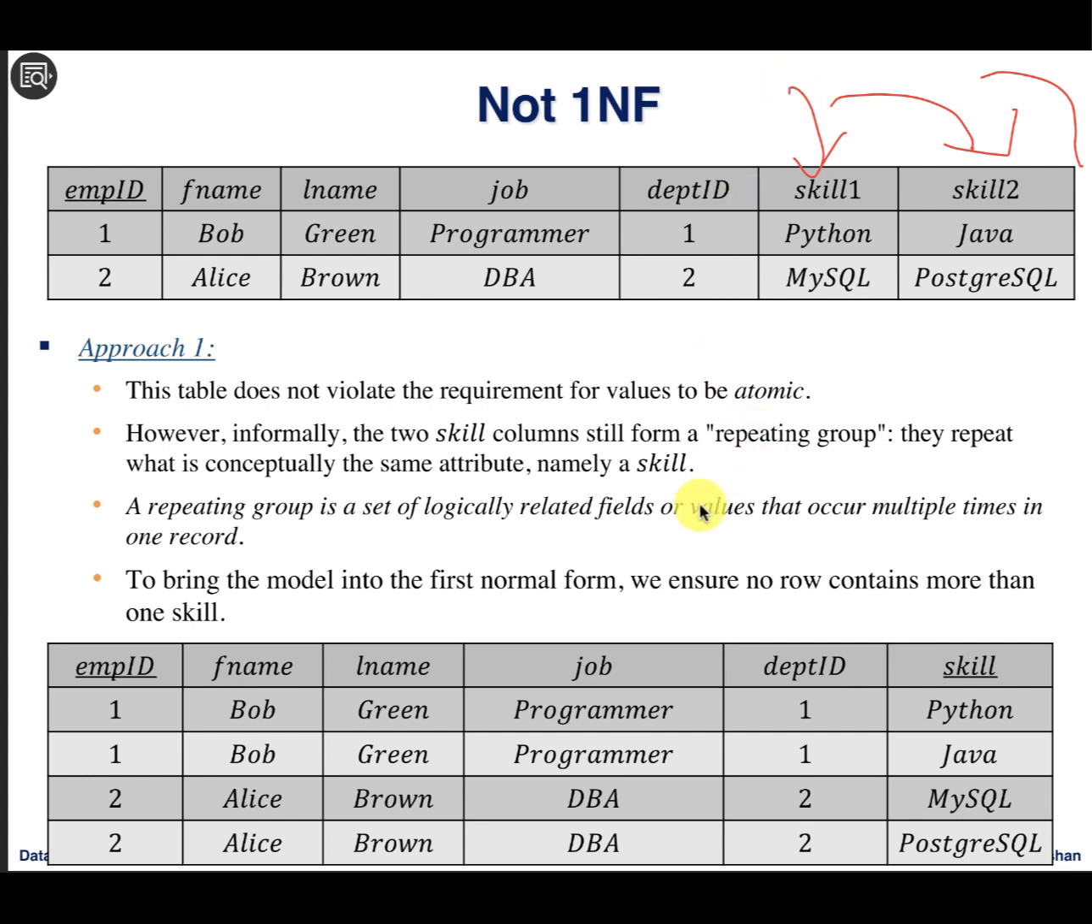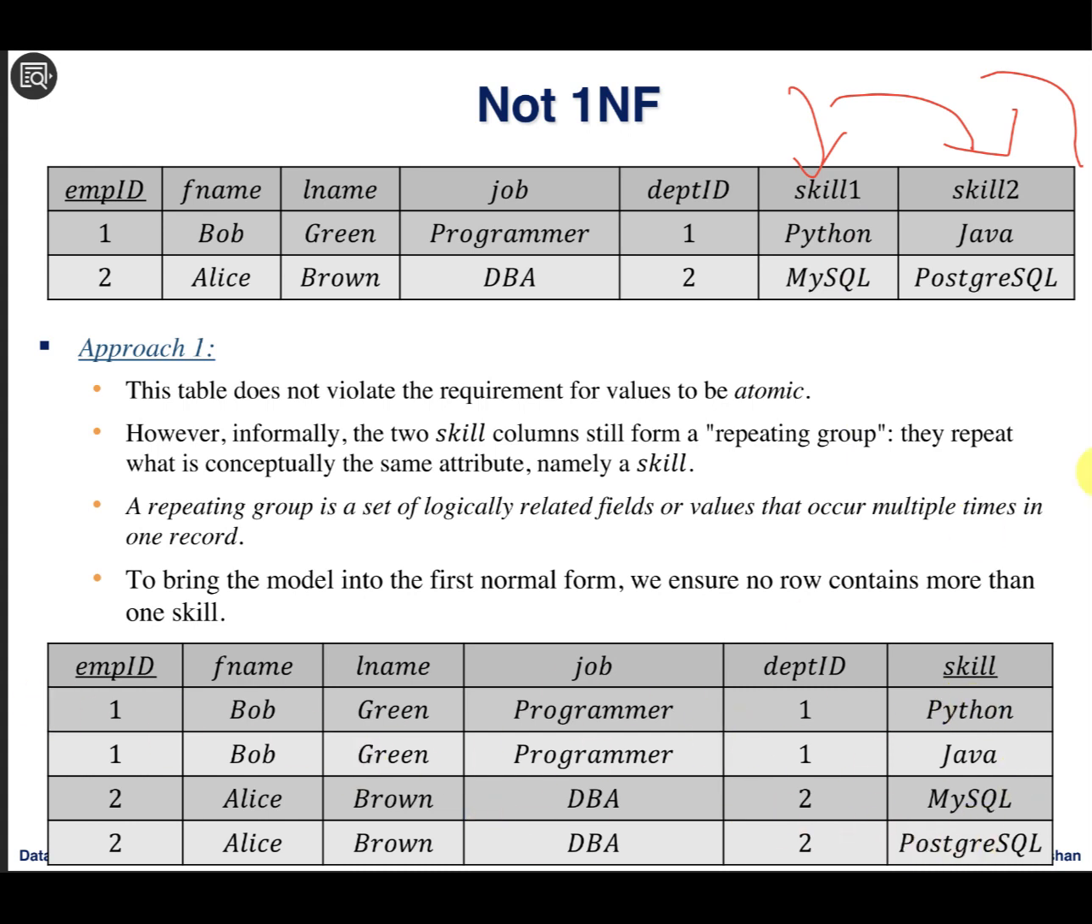So to bring the model to first normal form, although this one does violate it, we can ensure that no tuple contains more than one skill, in order to avoid what's called repeating groups. So now we have only one column for each tuple, or row, which is going to represent the skill. That's what we did here.